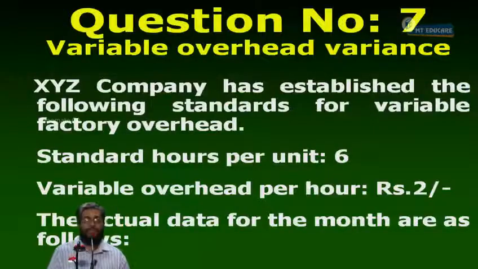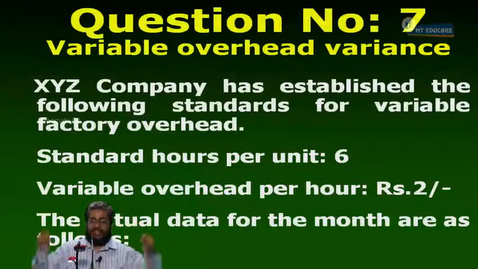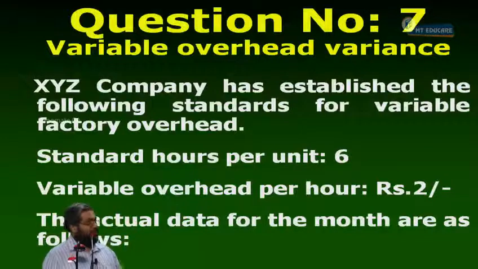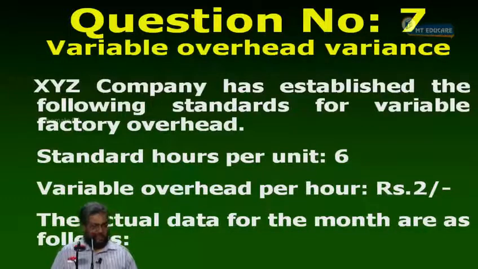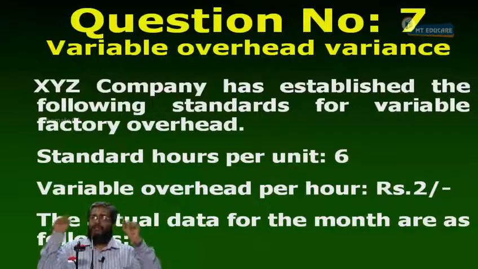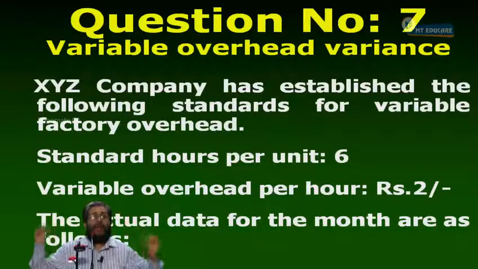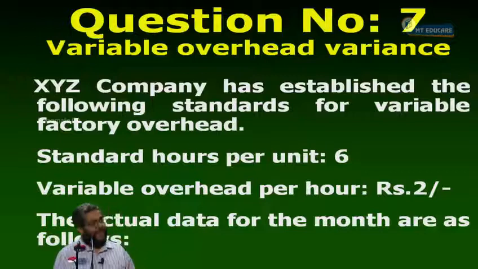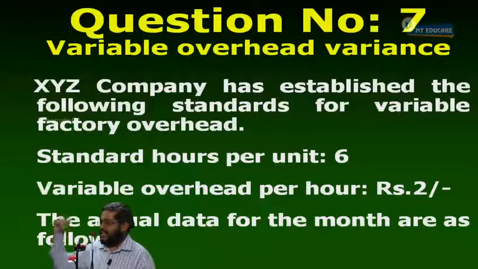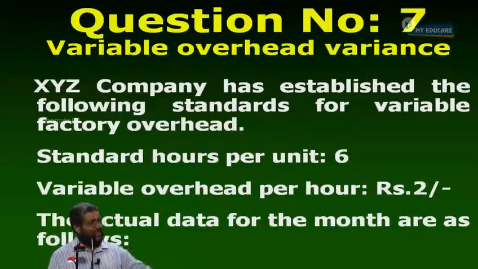First of all, what does the budget say? Budget sets you some target. To produce a unit, you should be spending how many hours? 6 hours. And every hour when you work, you are allowed to spend how many rupees of overheads? 2 rupees. So here the cost driver for variable overheads, throughout this chapter, I am going to assume as labor hours. There may be other cost drivers like kilowatt hours, which we will discuss in the activity-based costing chapter. In the entire standard costing which we are going to discuss now, we assume that the cost driver is labor hours.